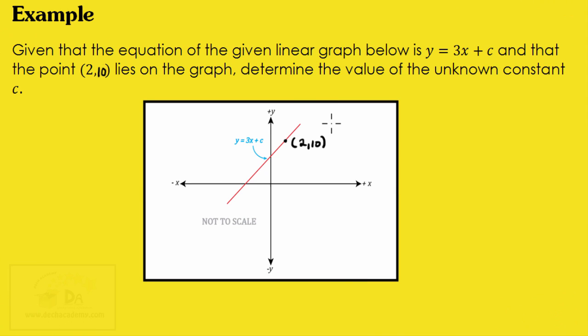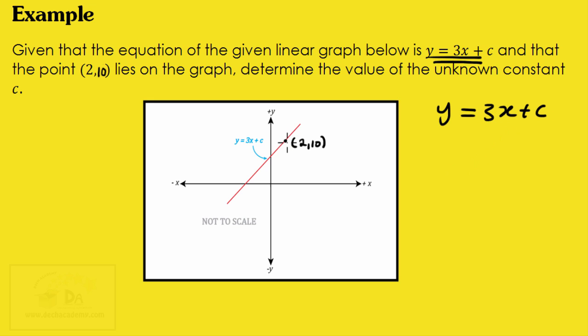Here's another example question. This time we have the plot of a linear equation. In fact, this is a line here, and we're told that it has the equation y equals 3x plus c. We're also given a point that lies on this line. The point has coordinates 2, 10. The question says, given that an equation of the given linear graph below is this, and that the point 2, 10 lies on the graph, determine the value of the unknown constant c.